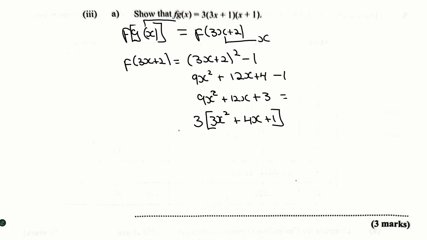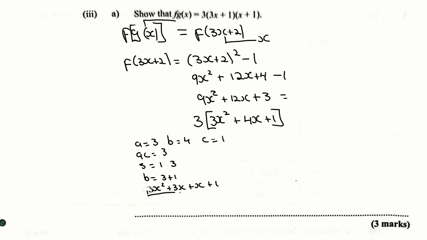Now, when factorizing, the first thing you do is identify A, B, and C. So A in this is the coefficient of x squared, which is 3. B is the coefficient of x, which is 4. C is the constant, which is 1. Find AC, which is 3. Factors of 3 are 1 and 3. What are you going to do with 1 and 3 to get 4? You're going to add them. So B is equal to 3 plus 1. So you're going to have 3x squared plus 3x plus x plus 1.